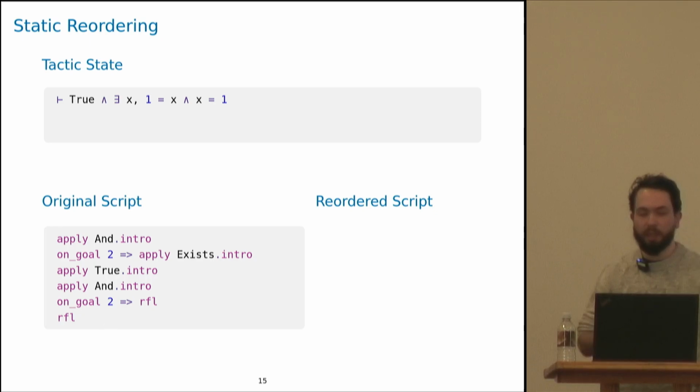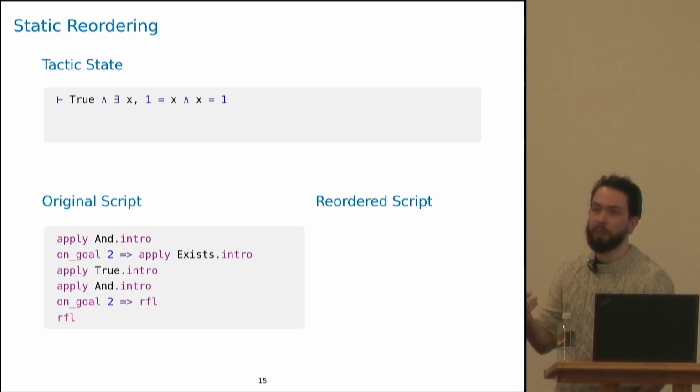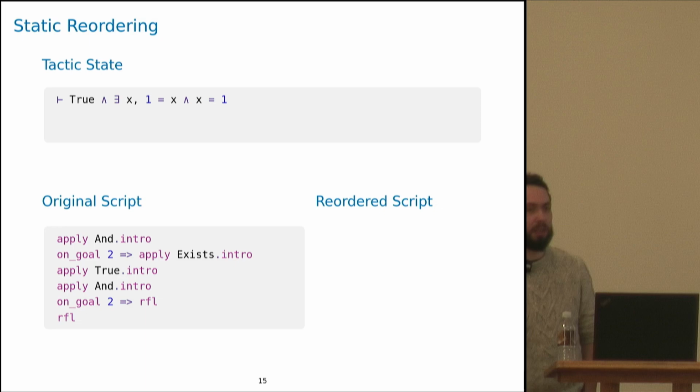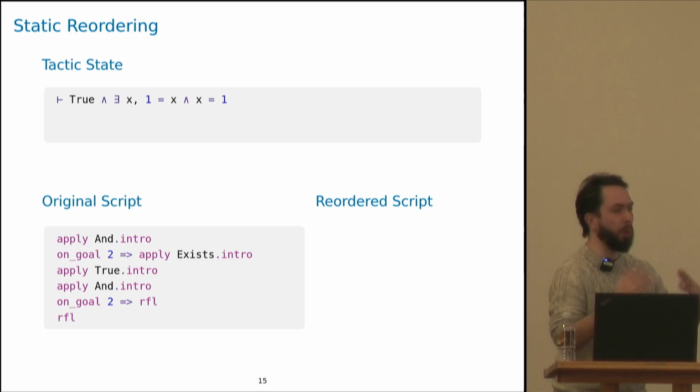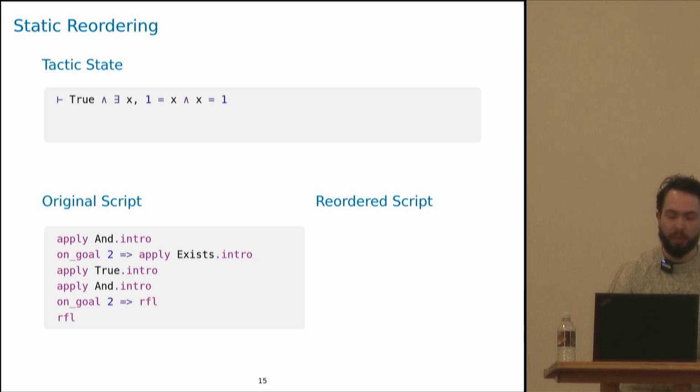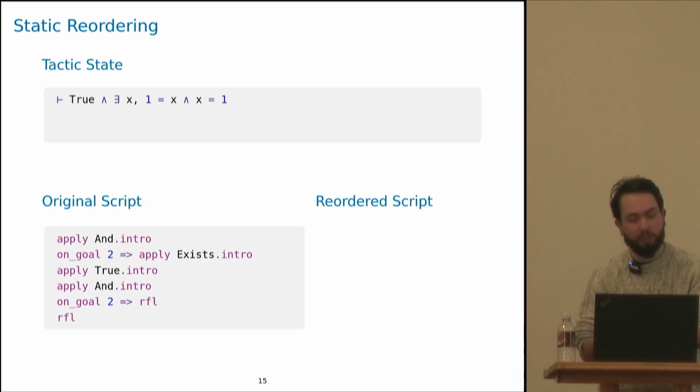And the idea here for static reordering is very simple, right? As long as we don't have meta variables in the tactic state, we don't have a problem. We can reorder at will. As soon as we have meta variables, we stop reordering. So that's the whole idea.